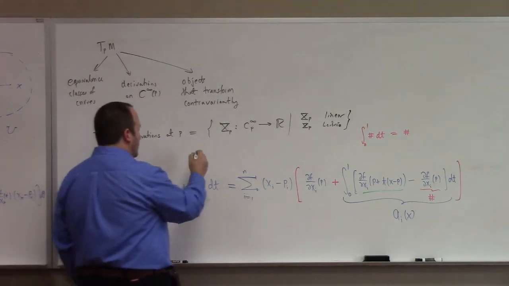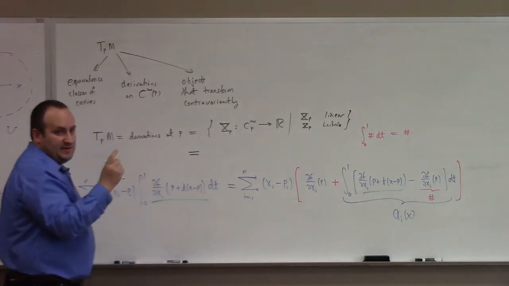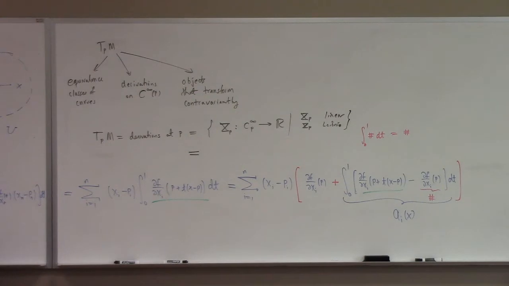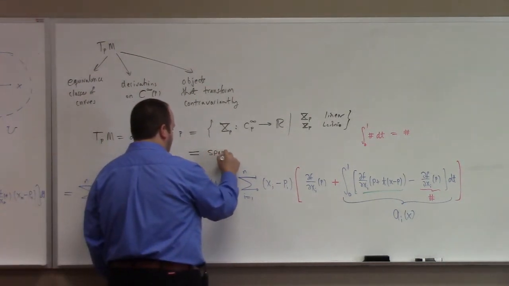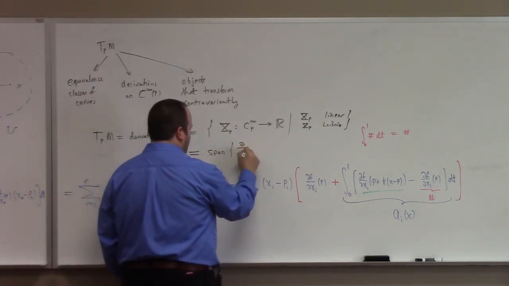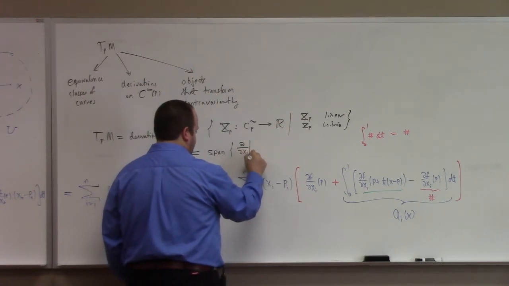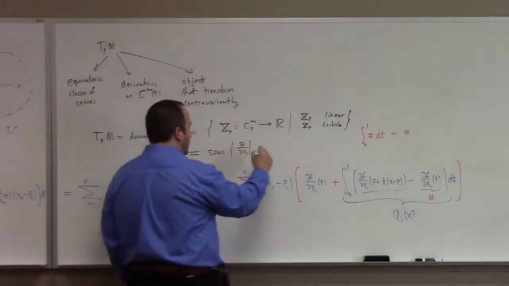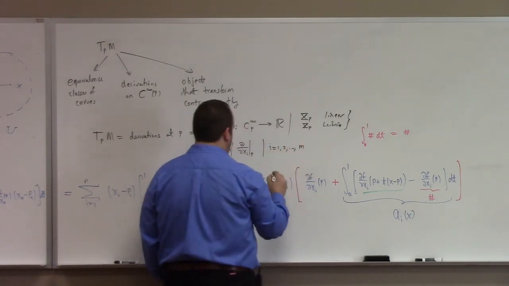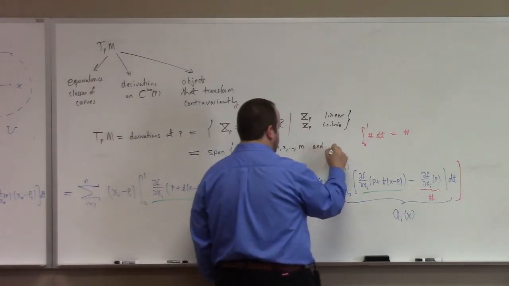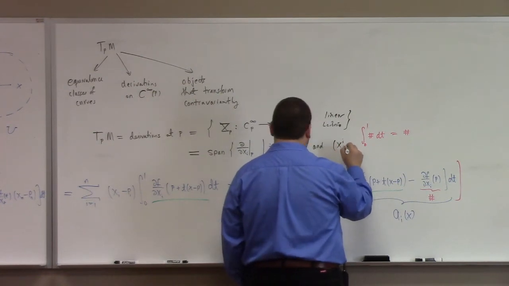So the theorem that we need the grown-up version of this lemma to really prove, and I showed you how this lemma allows us to prove it last time, is that this is the span of partial x^i at P, such that i equals 1 to m, and x^i, x upper i.